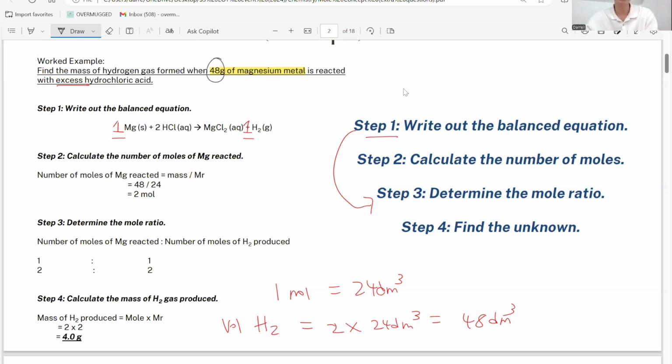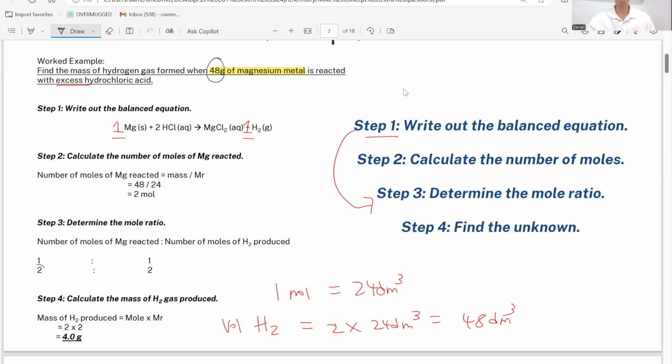What will you compare? You compare what you have found in step 2 with what you are attempting to find in step 4. So for this particular question, we are comparing the mole ratio between magnesium and hydrogen. And since the mole ratio is 1:1, if I reacted 2 moles of magnesium, how many moles of hydrogen am I expecting to get? 2 as well, right? Because their mole ratio is the same. So 2 moles will produce 2 moles of hydrogen.